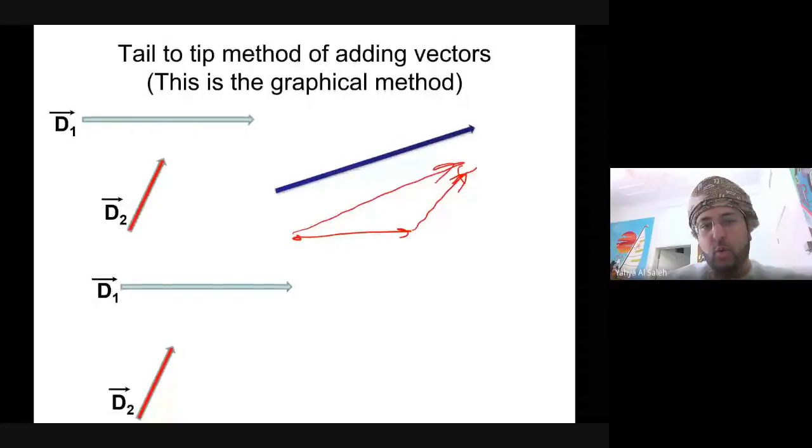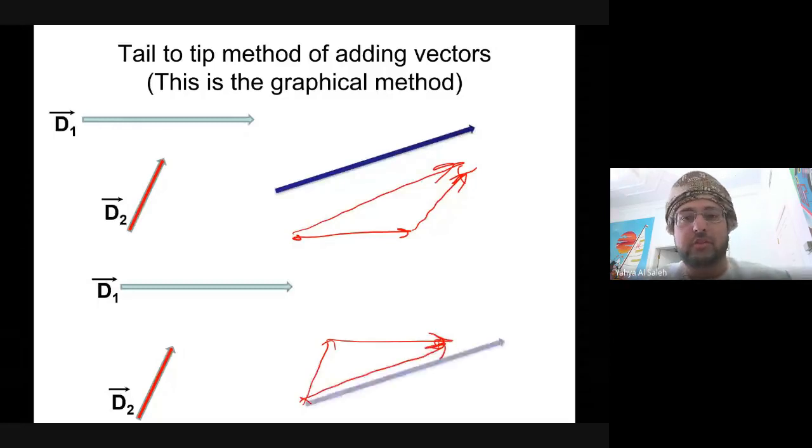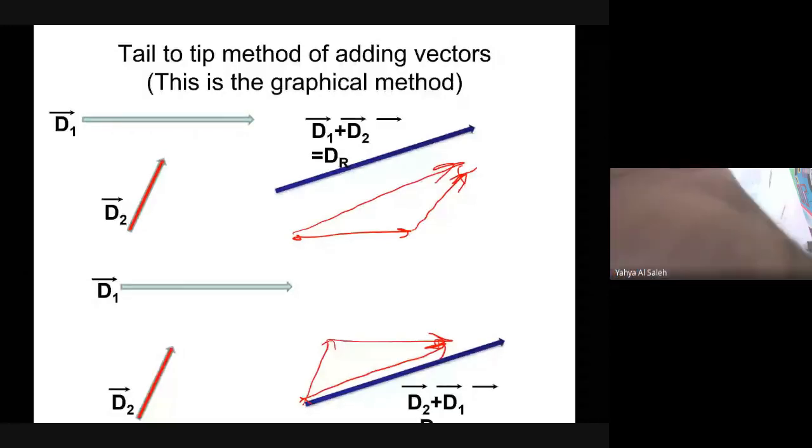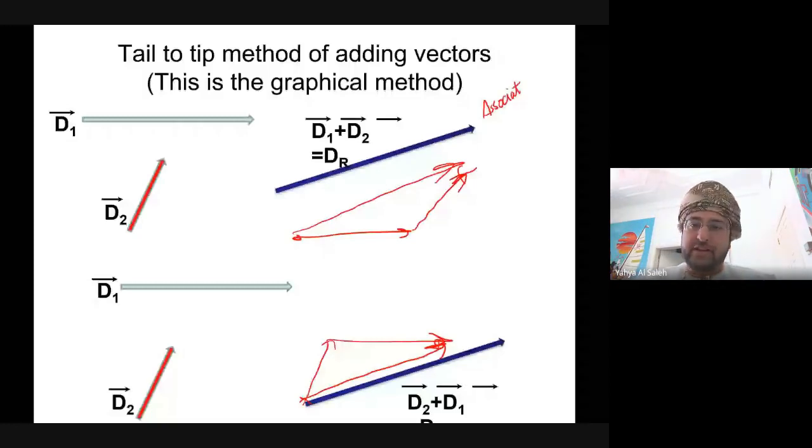What if I do it in the opposite direction? I start with this, then I go with this. I will still end up with something in the same direction. So D1 plus D2 or D2 plus D1 give me the exact same result. This property we call the associative property. So vectors are associative. A plus B or B plus A give us the same result.